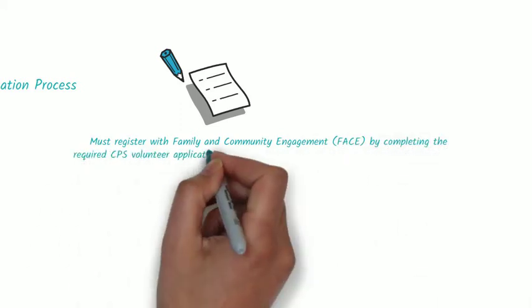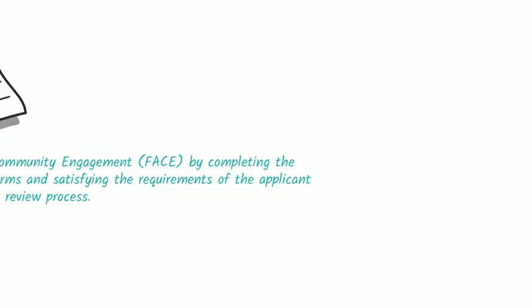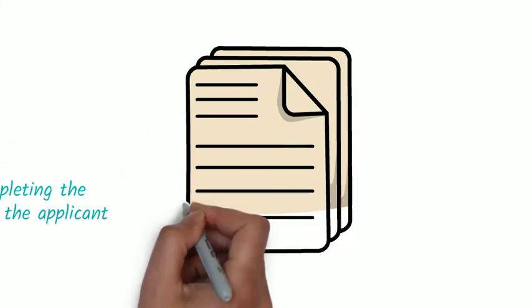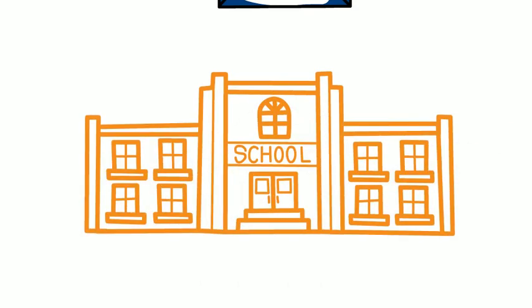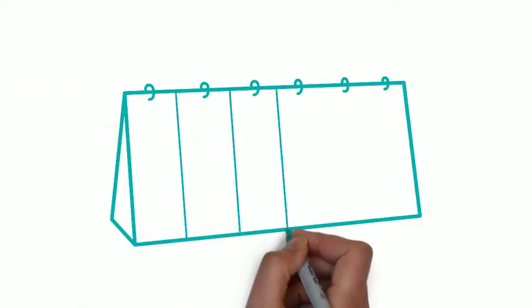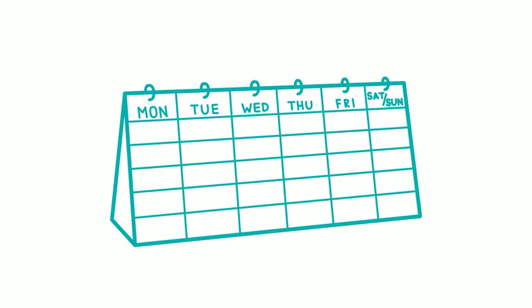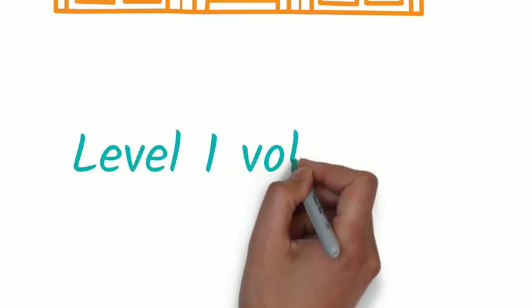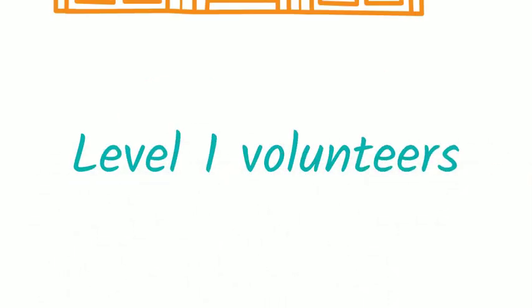Prospective volunteers must register with Family and Community Engagement by completing the required CPS volunteer application forms and satisfying the requirements of the applicant review process. As part of the application process, you will receive an email asking you to complete a background check and submit the report. CPS pays the fee for the background check. Background checks are run annually for returning Level 1 volunteers.